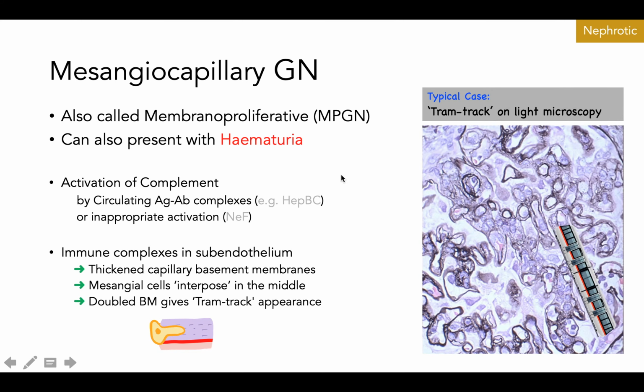That's your tram track. I'm sorry, I couldn't resist doing that. See if you're still awake. So your typical case, I think they'd have to make mention of tram tracking on light microscopy if they were to give you a question about this.